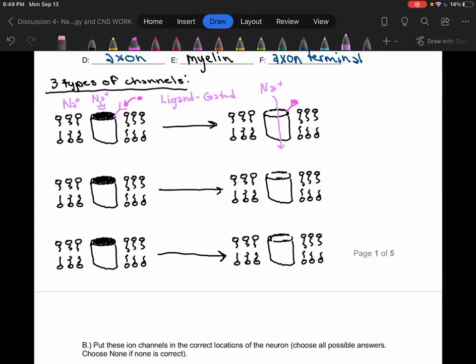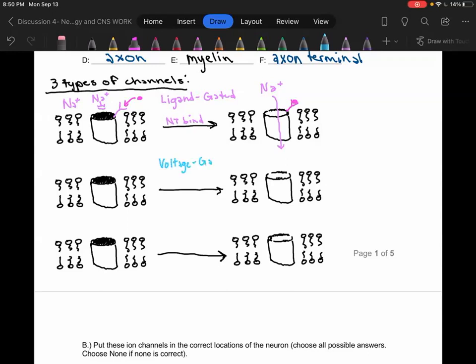So that's kind of how a ligand channel works. Sodium is outside of the cell, needing to move past that cell membrane. However, it can't just do that. So we have that specific ligand-gated sodium channel. Some neurotransmitter will bind to that channel or that ligand receptor, and that will allow sodium to move into the cell. So that's our first type of channel. Our second channel is called a voltage-gated channel.